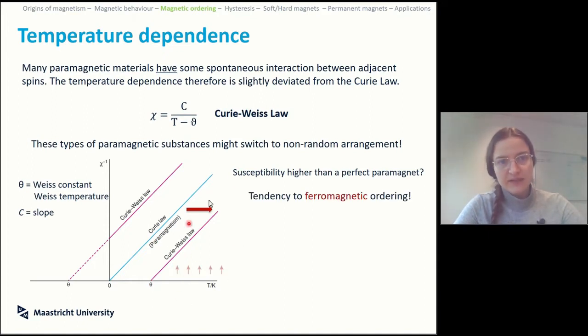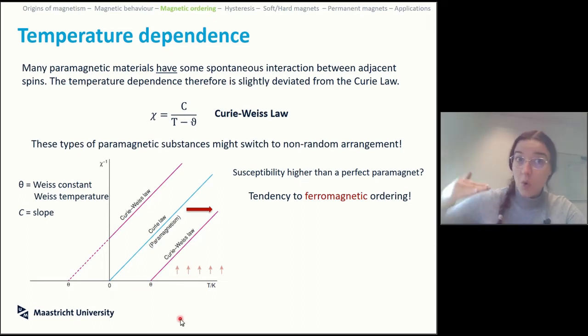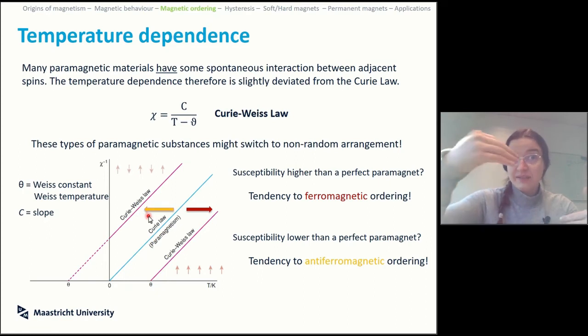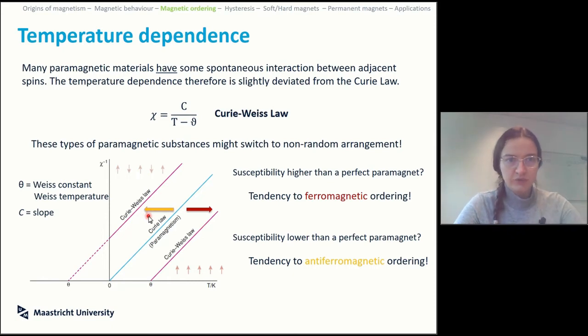means that your material has a tendency towards ferromagnetism, meaning that it likes to start to orient the magnetic moments all in the same direction. If your susceptibility is lower than the one that you would measure in a perfect paramagnet, then you have a tendency towards anti-ferromagnetism, meaning that the magnetic moments will start to shift to go in an anti-parallel arrangement to each other.